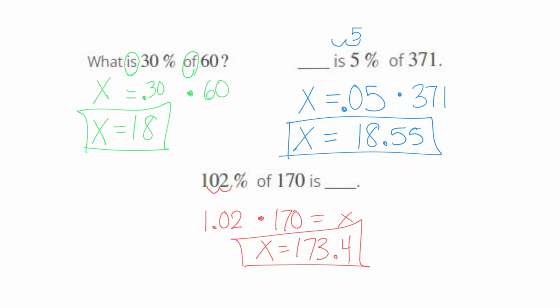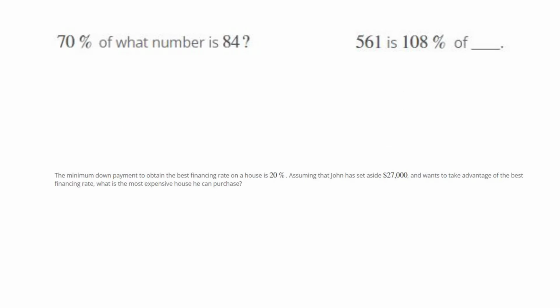Now, that's sort of one scenario where, on all of these, I was looking for that amount. They gave me the percent, they gave me my base, and ultimately I just multiplied those together. Let's try some that are set up differently. On this one, it looks like I still have my percent.